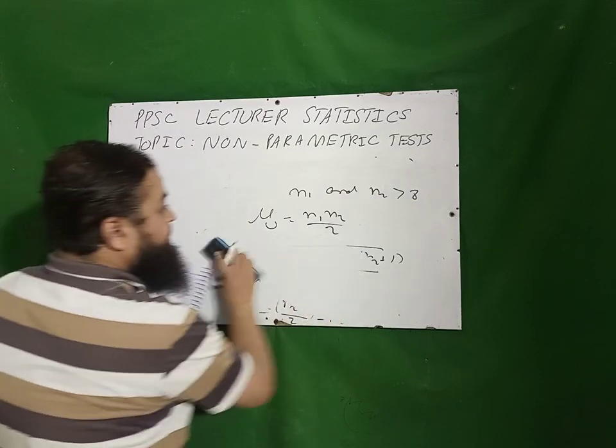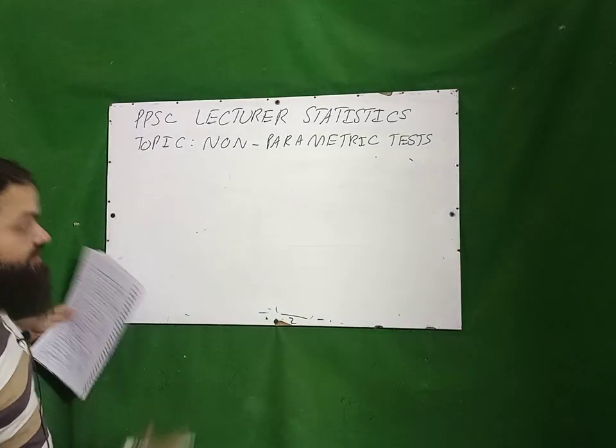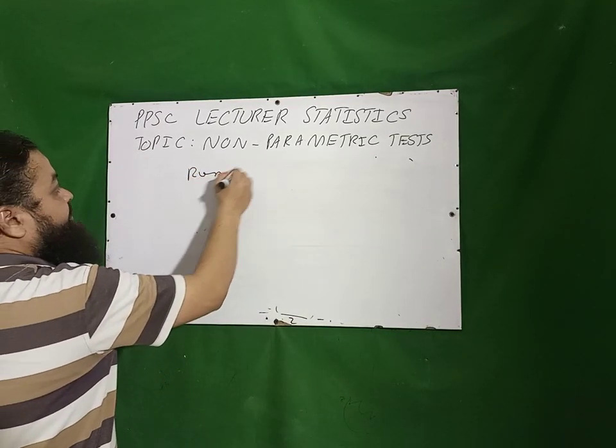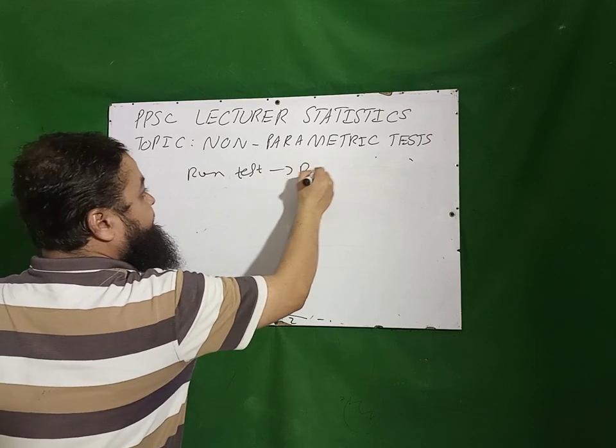Then the next test is the run test for randomness. The run test is used for checking randomness.